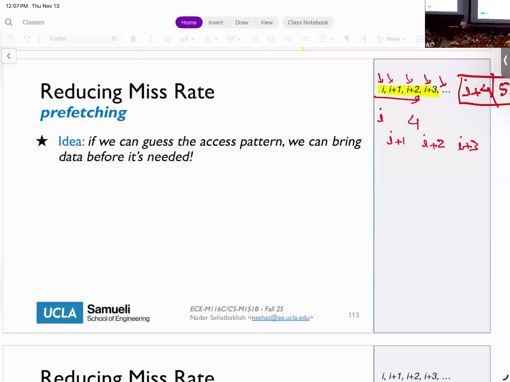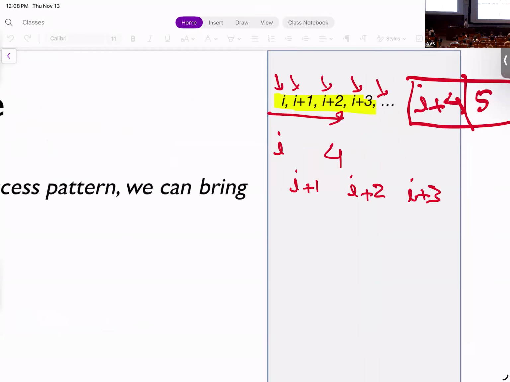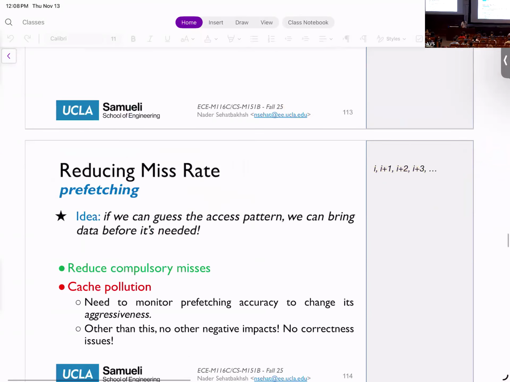The idea of prefetching is that since we have lots of compulsory misses, we can maybe predict the patterns and bring those blocks from the lower part of the memory closer to the CPU, like level 1 or level 2. A very simple example is the stride prefetcher or next line prefetcher, where if you see a pattern like this, then you can easily predict that the next one is going to be I plus 4 or I plus 5, and then bring that data into the cache. Okay, this is what we call prefetching.